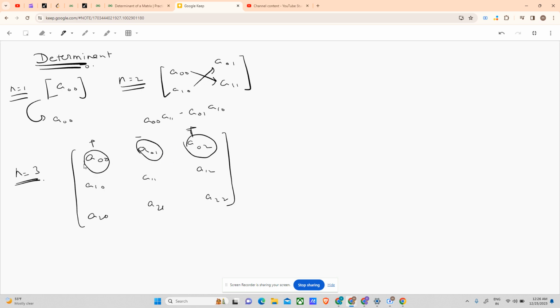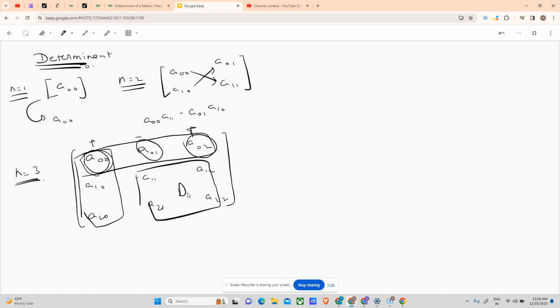Then for this element, what you have to do is hide its row and column, and for the rest of the matrix calculate a determinant. Suppose this determinant is d1. So your answer would be plus of a00 multiplied by d1.